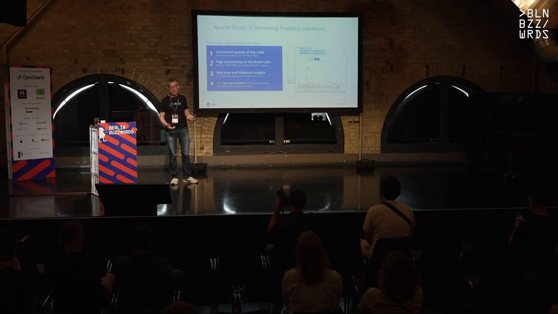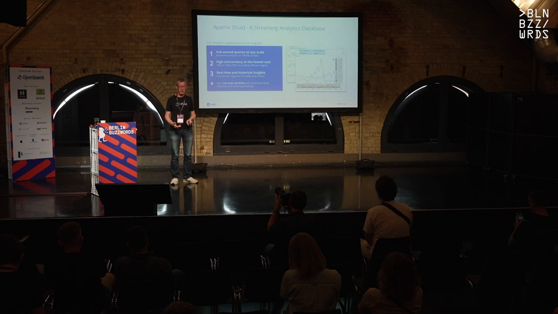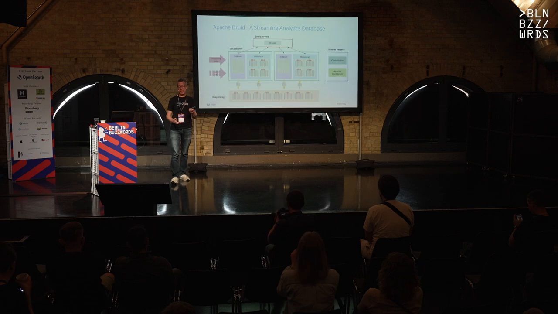But there are many other use cases. Netflix is one big user. Confluent, who have had several talks here at the conference. Confluent is using Druid technology to analyze the performance of their own Kafka clusters. So really cool technology. How does it work?